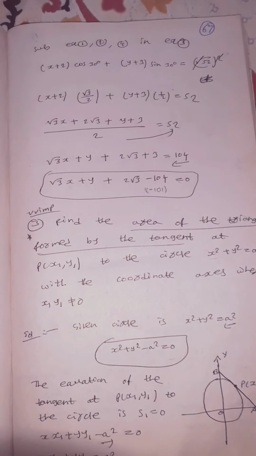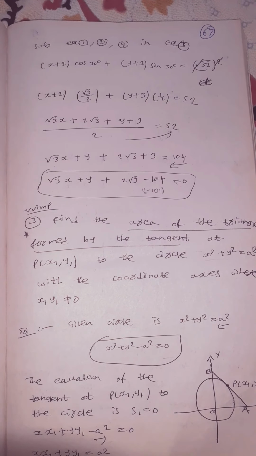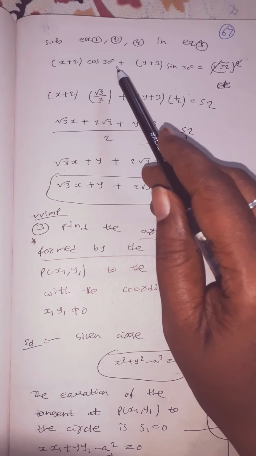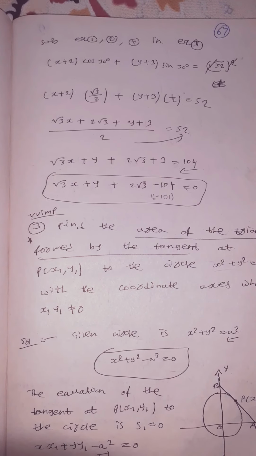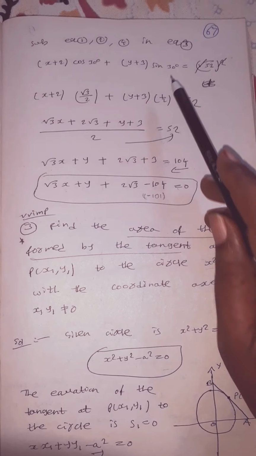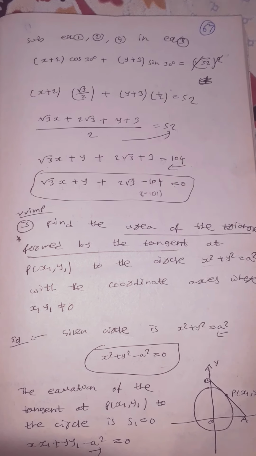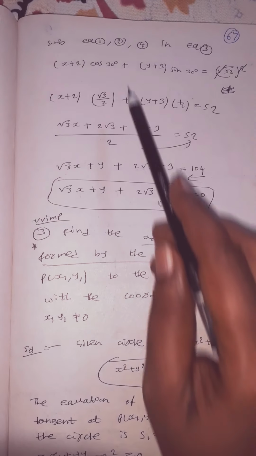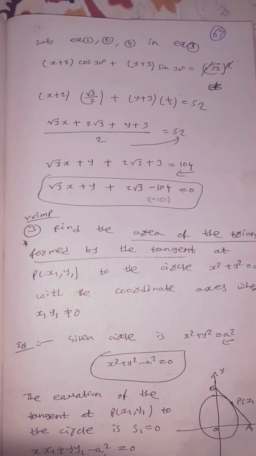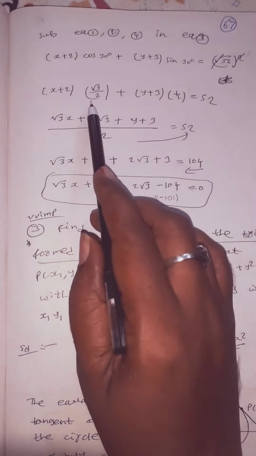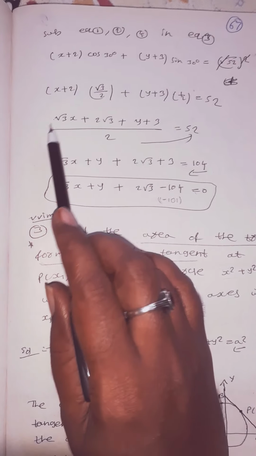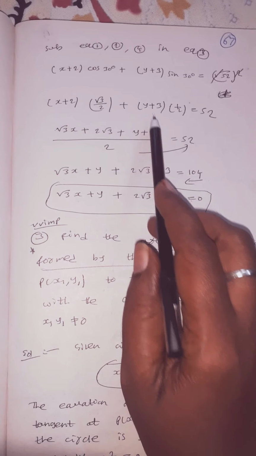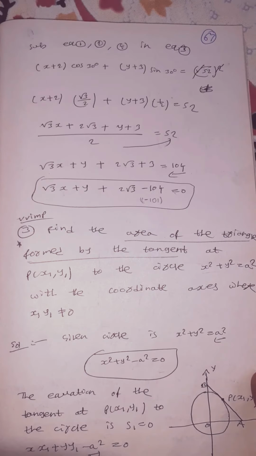So substitute equations 1, 2, 4 in equation 3, means in the formula. So (x plus 2) cos 30 degrees plus (y plus 3) sin 30 degrees is equal to root 52 whole square. Square root cancels. In trigonometry, cos 30 is root 3 by 2 and sin 30 is 1 by 2. Here the LCM is 2, so send root 3 inside. x into root 3 is root 3x, plus 2 root 3, plus y plus 3 by 2 equal to 52.